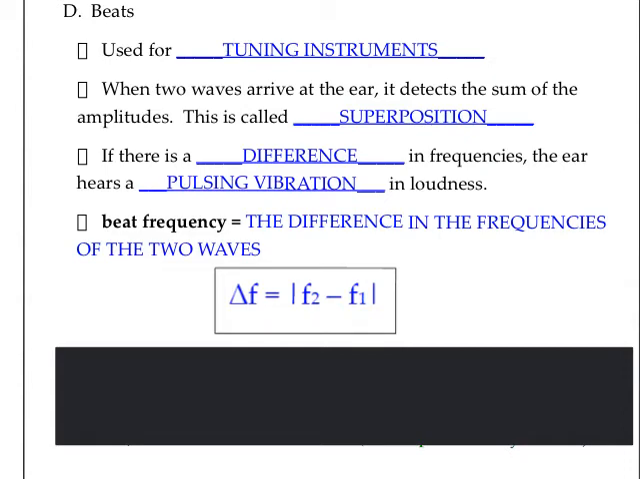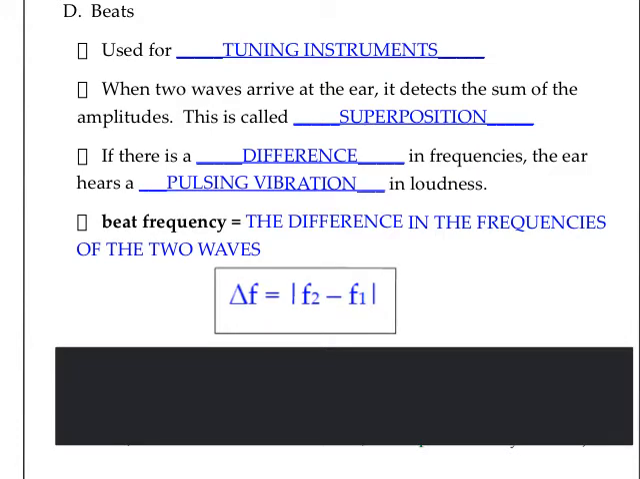So our ear automatically adds the amplitudes of two waves together, so that sum of the amplitudes is what's called superposition. Now, if we have two waves and there happens to be a difference in their frequencies, your ear is going to hear a pulsing vibration in loudness. And we're going to do an activity in class where you'll actually hear what that pulsing sound is like. So you'll experience that firsthand. But for now, write down your definition for beat frequency.